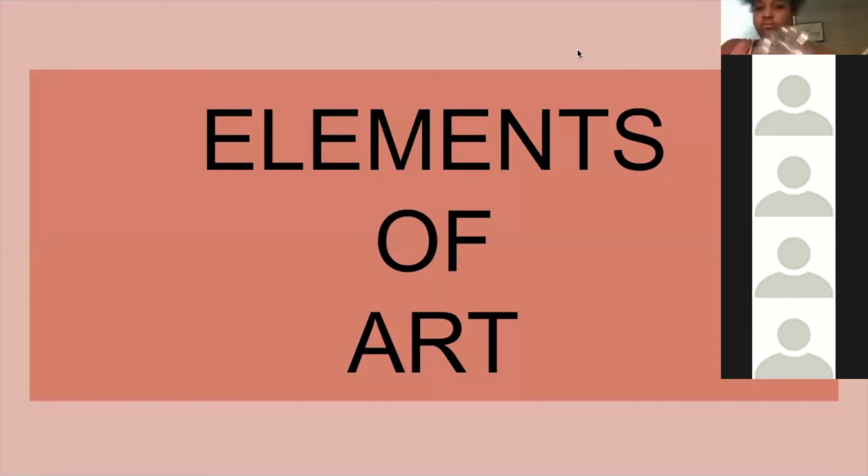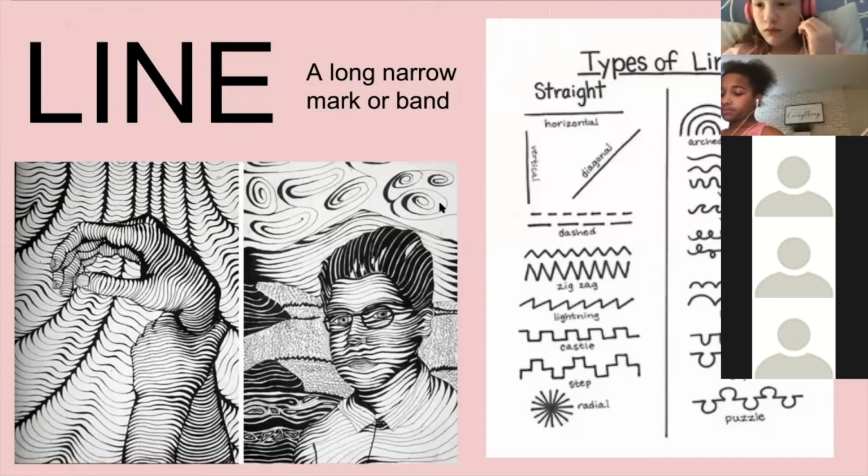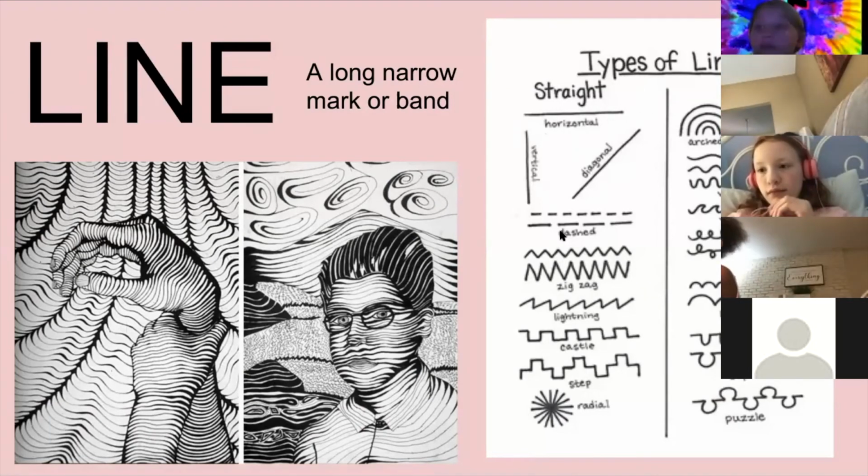Elements of art. There are 7 of them. We took a quiz on them yesterday. Okay, so line: a long, narrow mark or band. It does not have to be straight. And those straight lines can be vertical and diagonal.